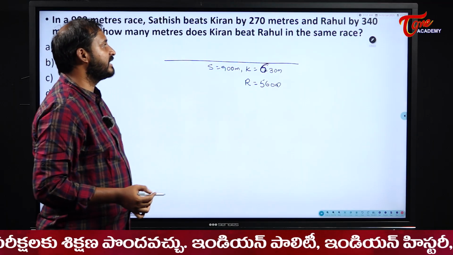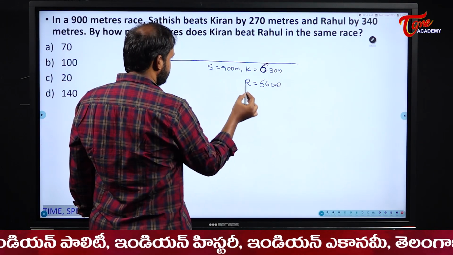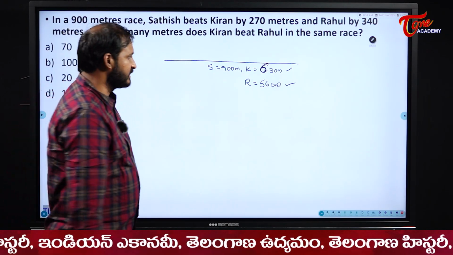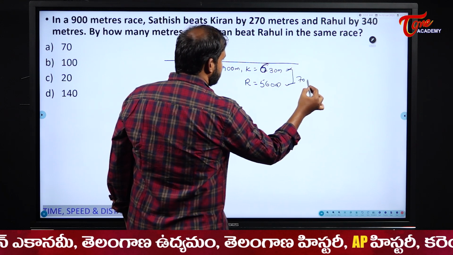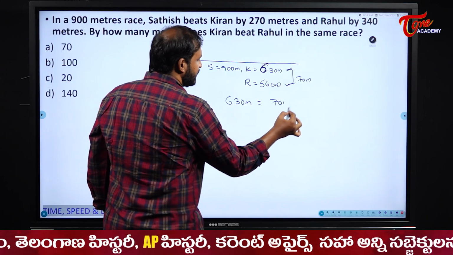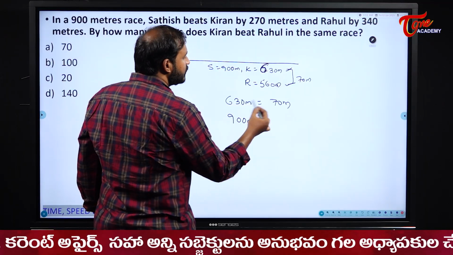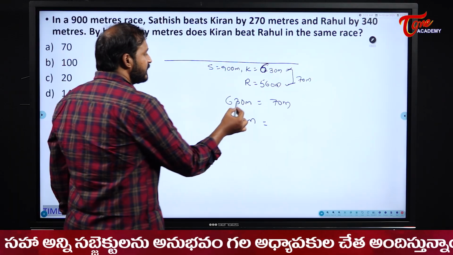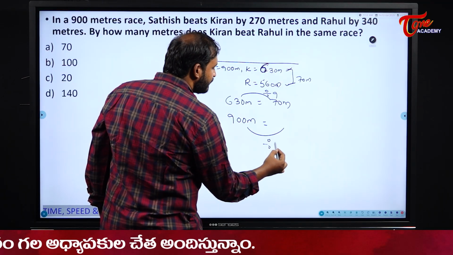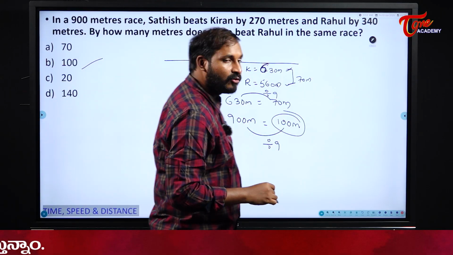By how many meters does Kiran beat Rahul in the same race? Now see here, students. If Kiran runs for 630 meters, Rahul is running for just 560 meters. What is the difference between these two, students? 70 meters. That means in a 630 meter race, Kiran is beating Rahul by 70 meters. Now the race is for 900 meters. So Kiran will beat Rahul by what distance? 630 divided by 9 is 70. So similarly here also divide it by 9. What will you get? 100 meters. That means he will beat Rahul by 100 meters.